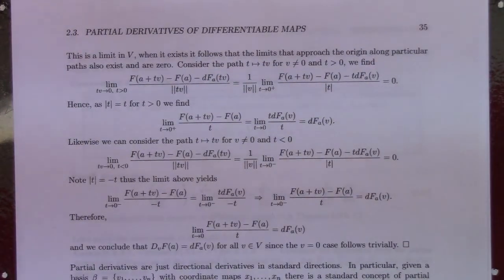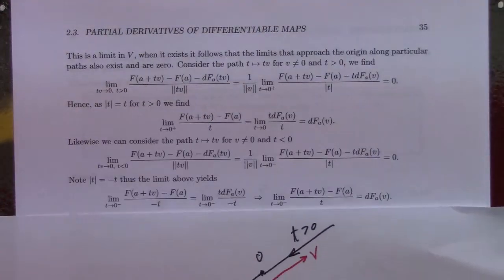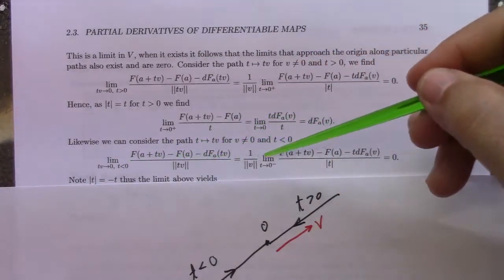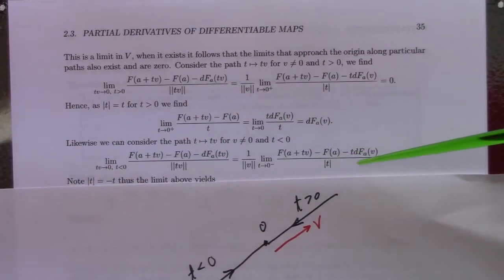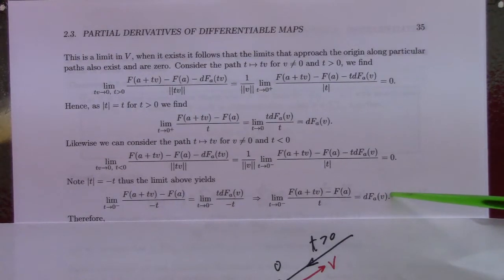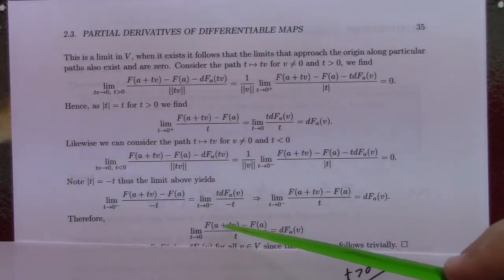Let's see here. So getting back to my argument here. For the negative time path, we get this. This time absolute value of t is actually minus t. And so that gives us the left limit is this. We have the right limit is that. So the double-sided limit is that. And consequently, that's the directional derivative.